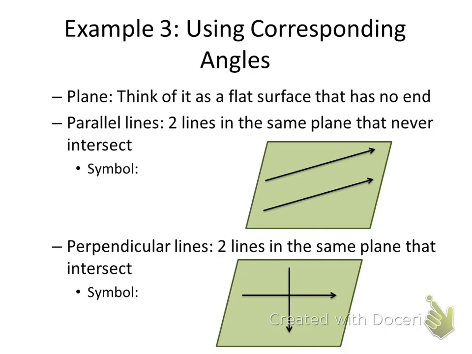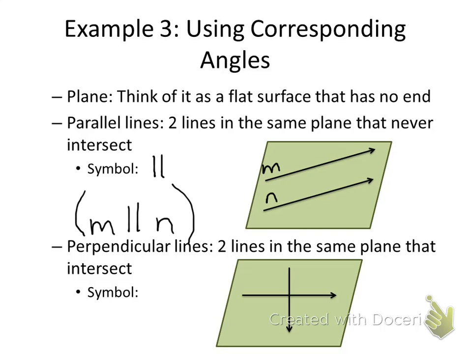So let's name these lines. On your notes, I want you to name these lines. We'll name them M and N. The symbol for parallel lines is two vertical lines. So if I wanted you to show that these two lines are parallel, you can write M is parallel to N. Line M is parallel to line N.